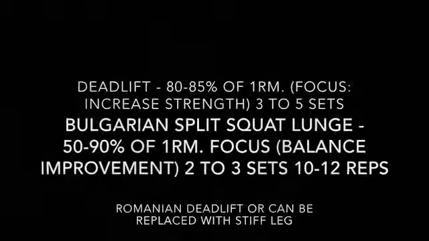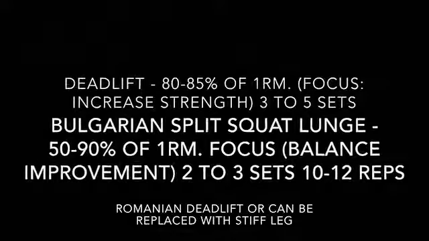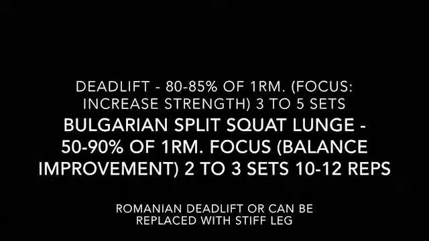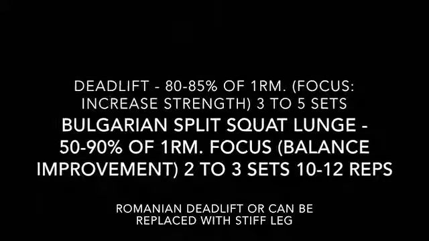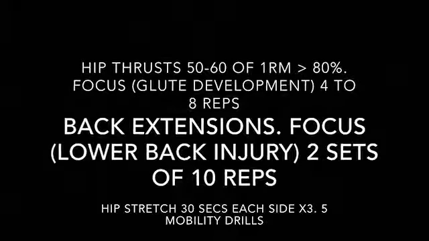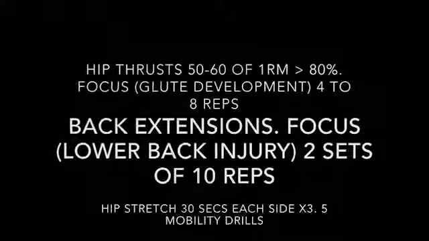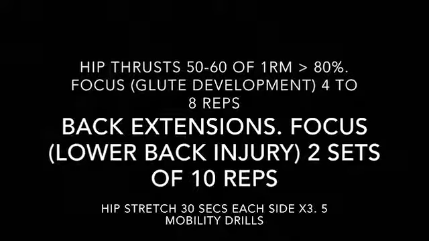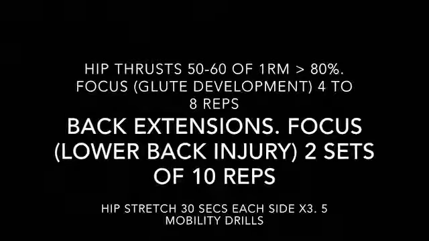Next was the Romanian deadlift, or if my client was feeling uncomfortable doing this, it could be replaced with the stiff-legged deadlift. This will primarily work on his glute activation and hamstring flexibility at a lower percentage of a 1 rep max. Hip thrust will be worked at a lower percentage of the 1 rep max. This will truly work on a movement pattern. Later on, it can be progressed to a higher 1 rep max percentage of 80%. This can help with glute development.